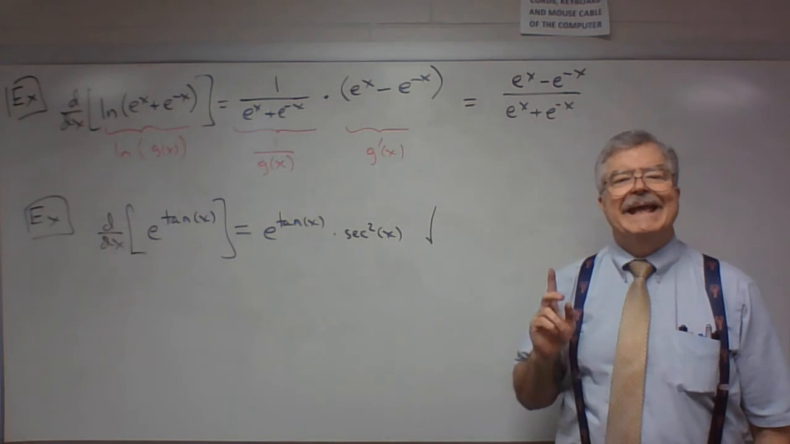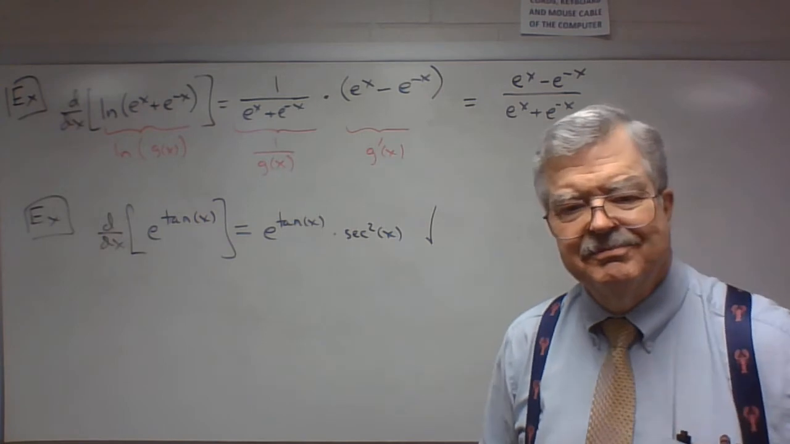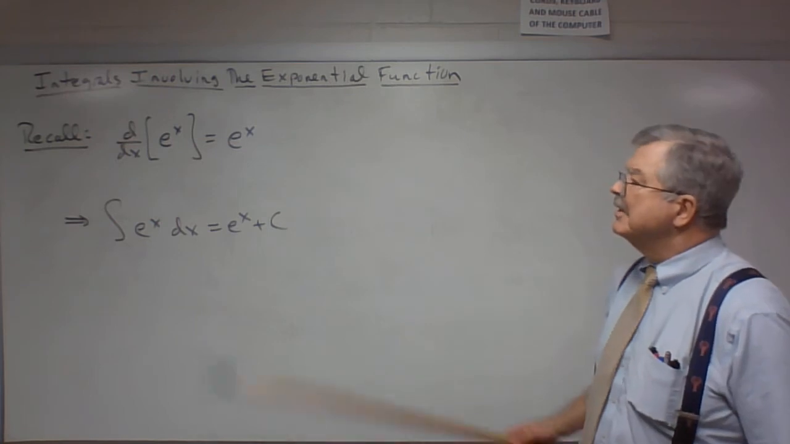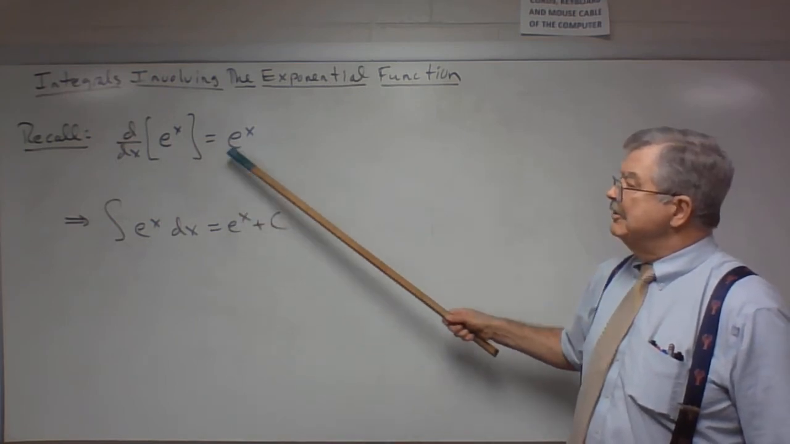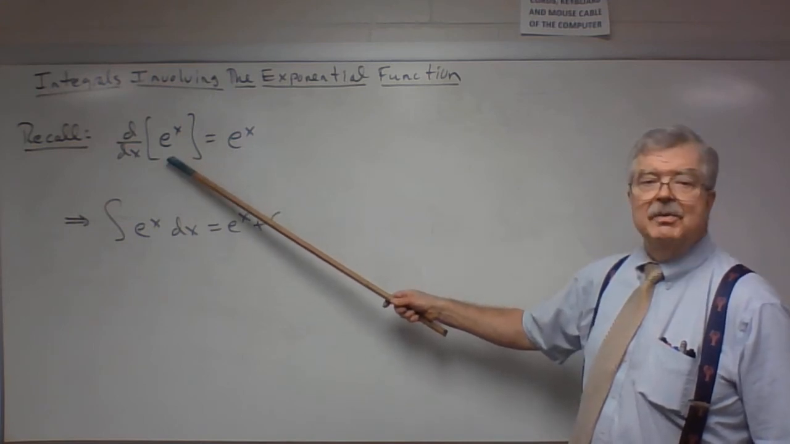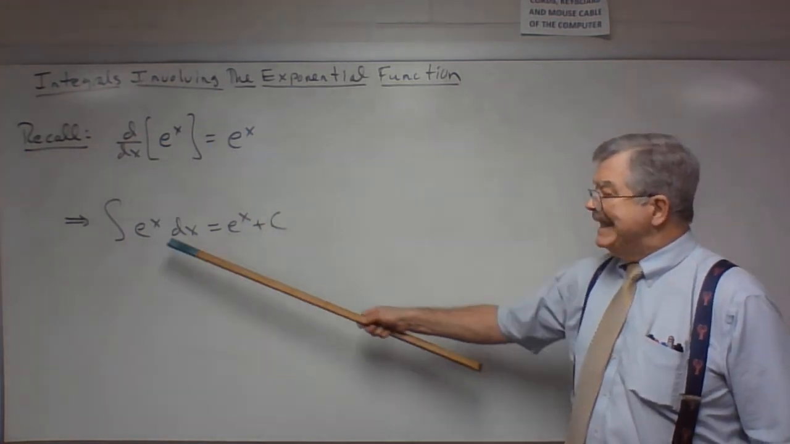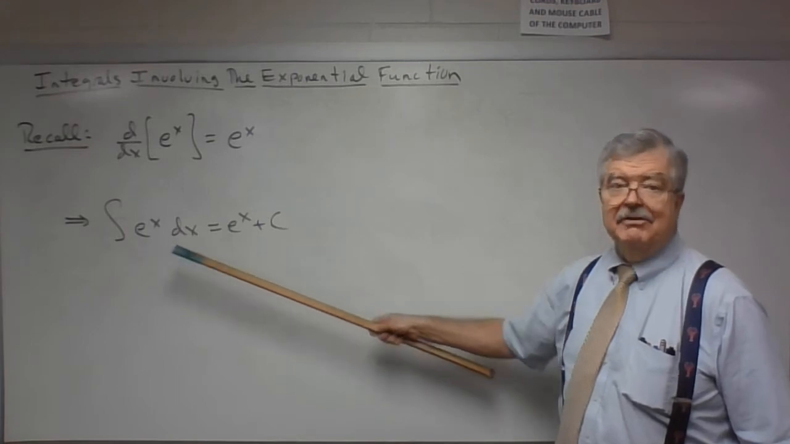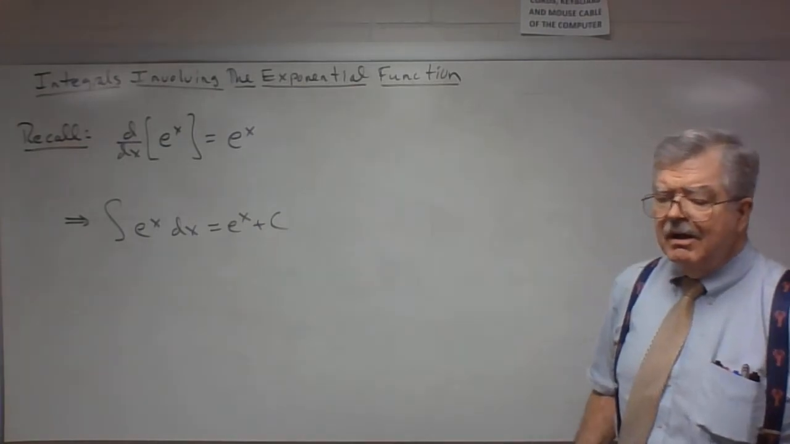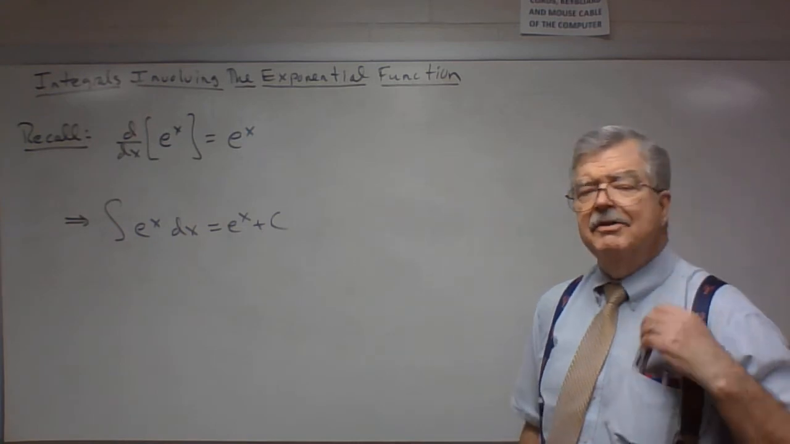Let's go to antiderivatives involving exponential functions. We'll do the simple stuff first. Remember, e to the x is its own derivative. In other words, e to the x is the function that we compute the derivative of to get e to the x. So the antiderivative of e to the x is going to be e to the x plus some constant. Let's look at some simple examples first that don't require the chain rule.